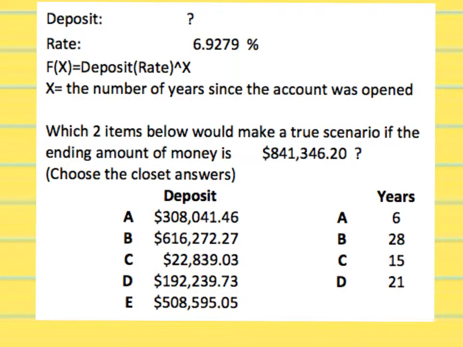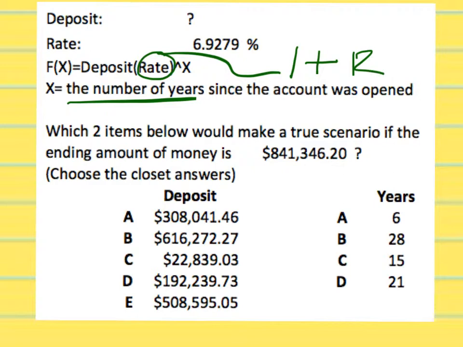Alright, so we have the same type of problem next. You don't know the deposit that is being made in the bank. The rate is 6.9279%. The function to find the ending amount is f of x equals the deposit times the rate raised to the power of x. X is the number of years since the account was opened. Remember that rate must be expressed as 1 plus the decimal version of the rate. When you express the decimal version of the rate, you move the decimal point 2 places to the left.